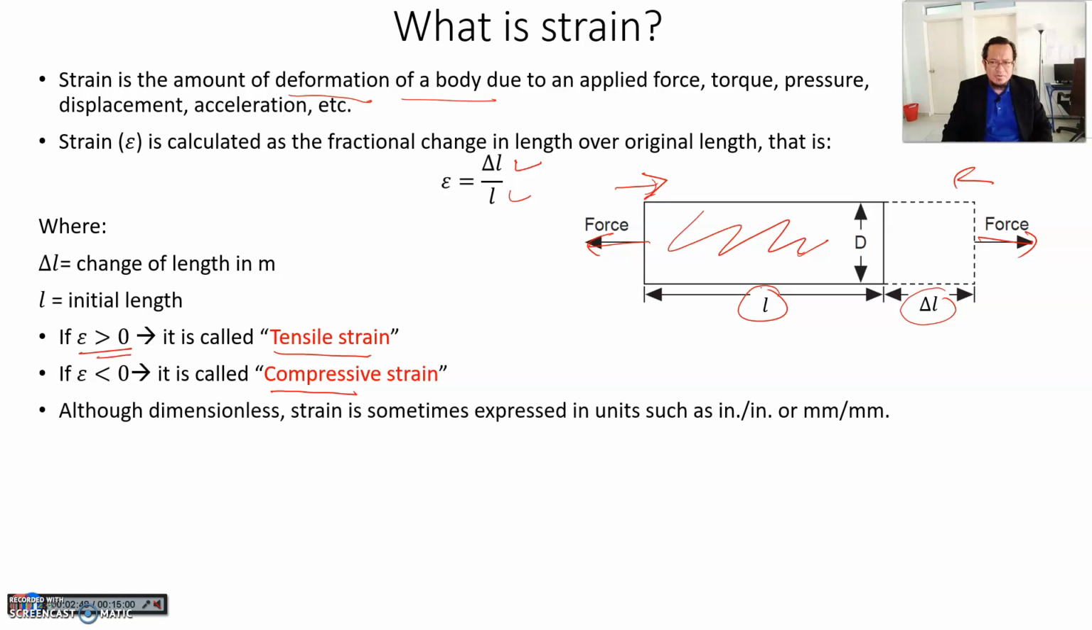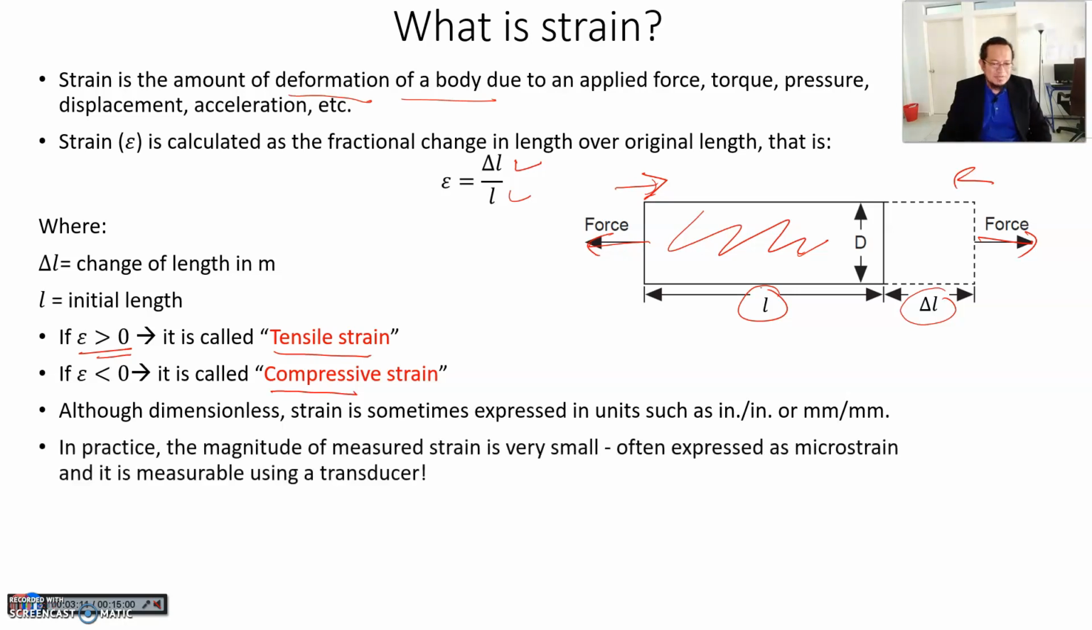Although strain is dimensionless, it is sometimes expressed in units such as inch over inch or millimeter over millimeter. As I said, it can be a meter, it can be an inch, depending on where you are. If you are in the US, maybe you prefer to use inches. If you are in other parts other than the US, then preferably use the SI metric system, which is meter. In practice, the magnitude of measured strain is very, very small.